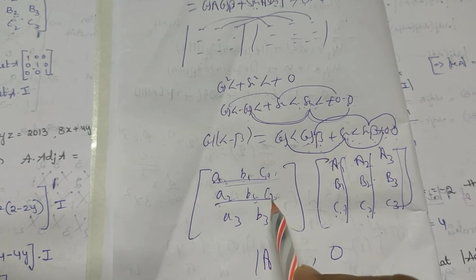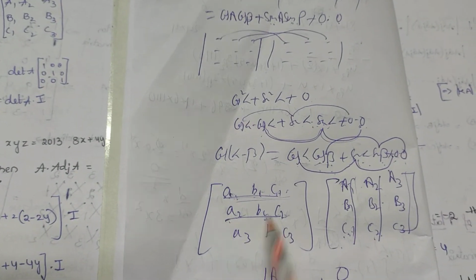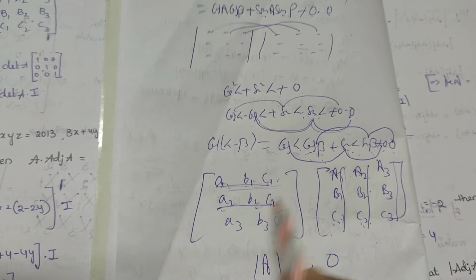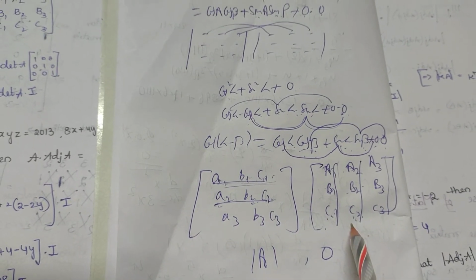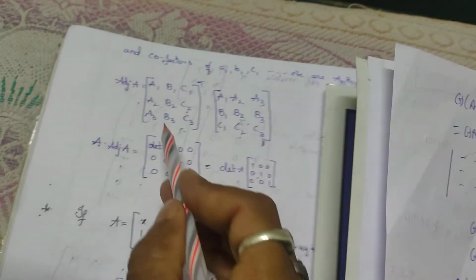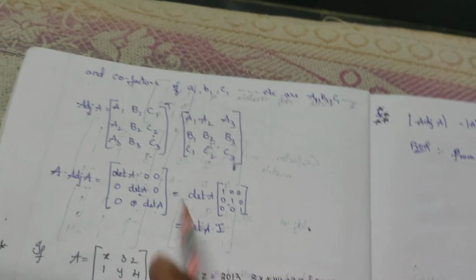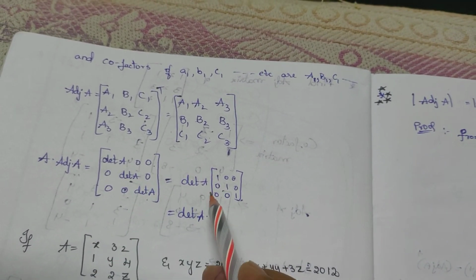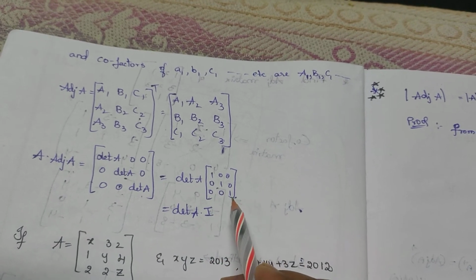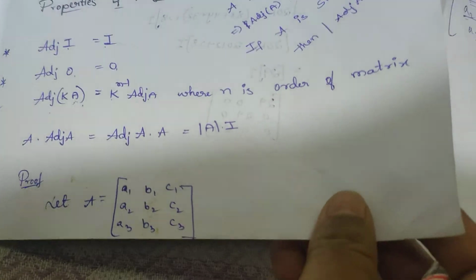Next, second row to first column: A2, A1, B2, B1, C2, C1. These are second row elements and these are the first row corresponding cofactors, so the product gives 0. Again, same way, second row and second column: A2 times capital A2 plus B2 times capital B2 plus C2 times capital C2. This gives det A. Similarly, third row you get 0, 0, det A. So from all these entries, if you take det A common, you have 1, 0, 0, 0, 1, 0, 0, 0, 1. This is nothing but det A into I. So that is the proof of this one.